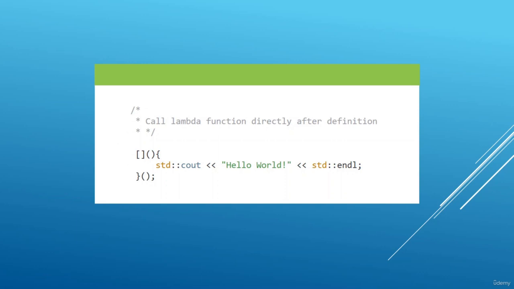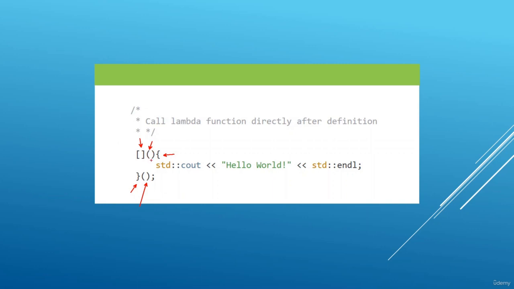Okay, we have seen that we can give a name to our lambda function and call it, but it is also possible to call our lambda function directly without giving it a name. And we do that by appending a pair of curly braces to the lambda function definition here. So we have a lambda function, we have our curly braces in, we have our parameter list, we have our body here, and after the closing curly brace, we're going to add a pair of parentheses to call this lambda function.